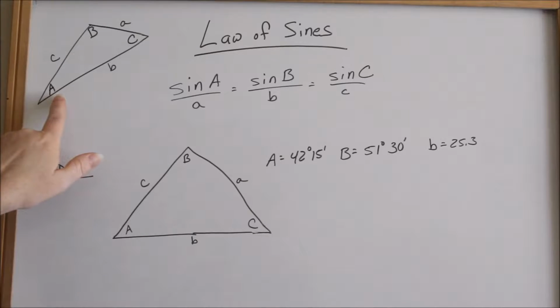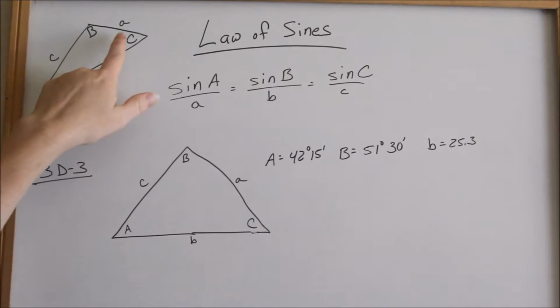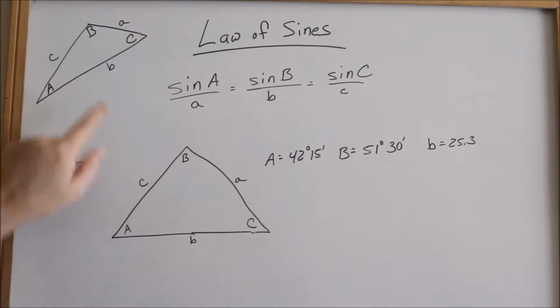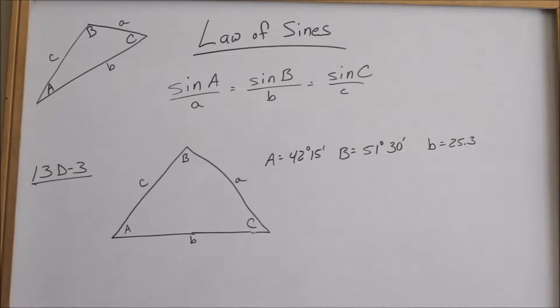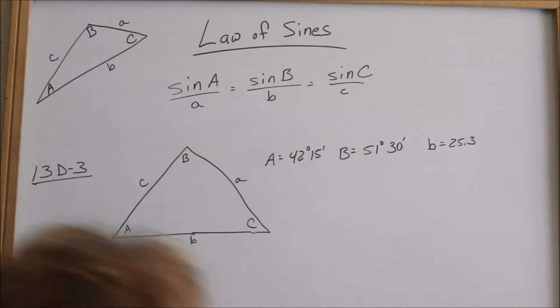The one important thing I want to point out here: when you have an angle, we represent it with capital A. The side across from it is represented by lowercase a. So the side that's opposite the angle has a relation to it, which makes sense because the smaller the angle, the smaller the side. The larger the angle, the larger the side.